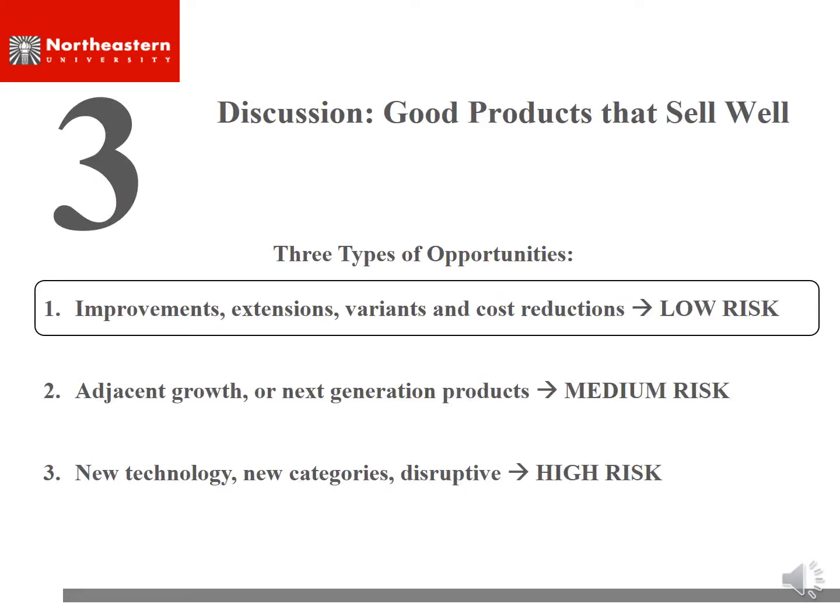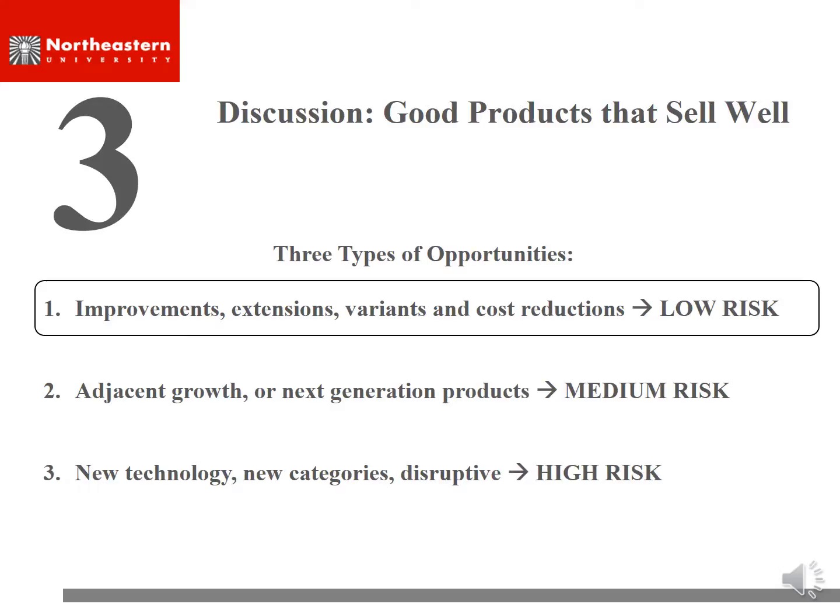Quick note about products that sell well. There are three types of opportunities in products, good products. There are improvements, extensions, or variants. That's when you're taking a product and you're just making it a little bit better. Typically fairly low risk. Since you know the first product was successful and you're going to make it better, there's not a lot of risk involved, and there's some pretty good upside.